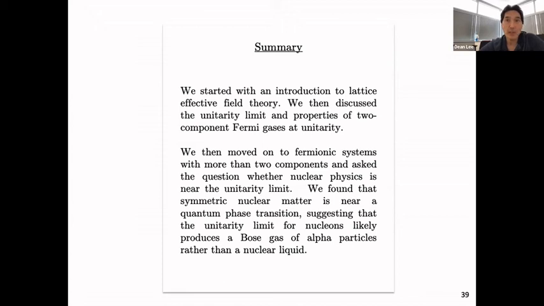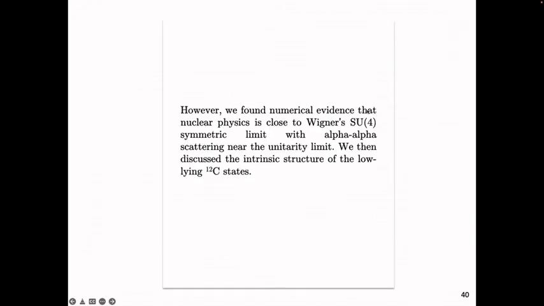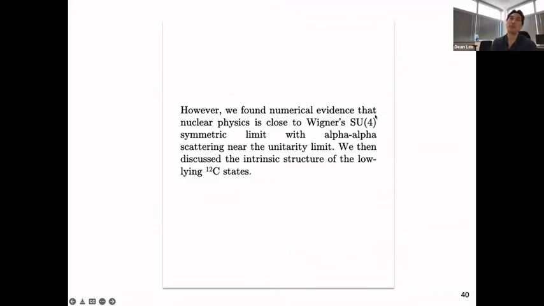unitary limit. We found that symmetric nuclear matter is near a quantum phase transition, suggesting that the unitary limit for nucleons likely produces a Bose gas of alpha particles rather than a nuclear liquid. However, we found numerical evidence that nuclear physics is close to Wigner's SU(4) symmetric limit, with alpha-alpha scattering near the unitary limit. We then discussed the intrinsic structure of the low-lying states of carbon-12.